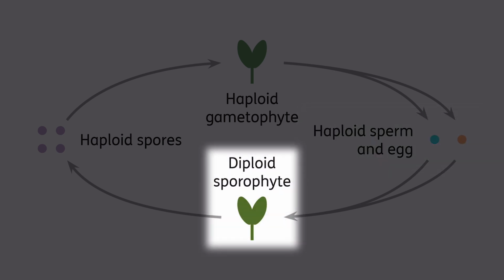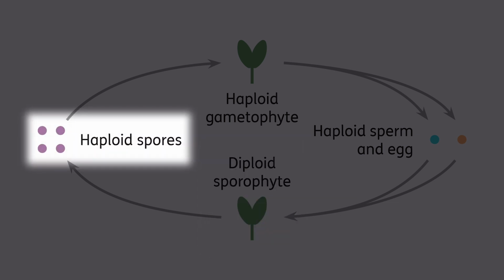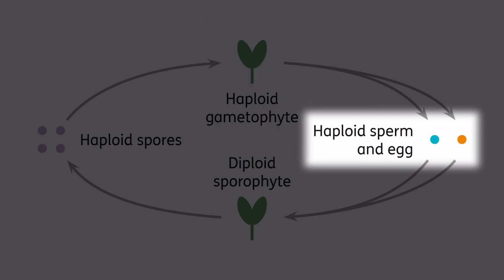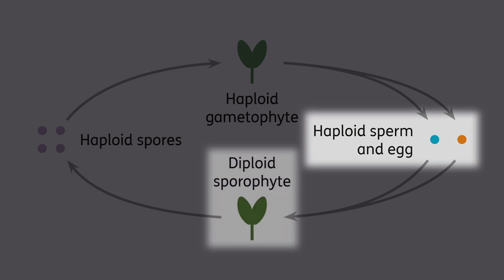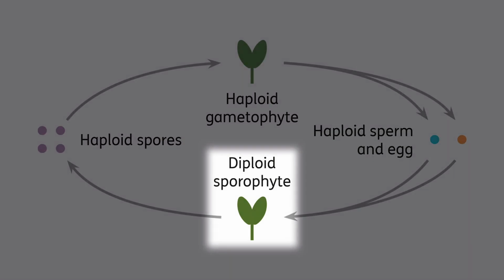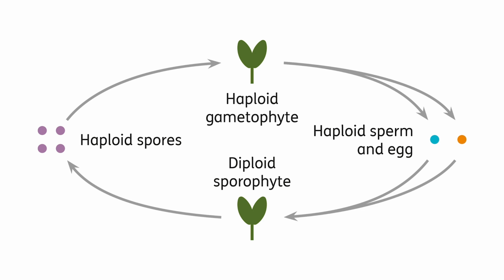But instead of producing sperm or eggs, that individual will produce spores, and those spores are haploid. They have only one copy of each chromosome. The spore then germinates into an individual which is also haploid, and that haploid individual then goes on itself to produce either sperm or eggs. The sperm or eggs will then fuse to form a diploid embryo, which will develop into a diploid individual, and that whole process starts again. Now, the alternation of generations refers to the alternation between the haploid generation and the diploid generation.